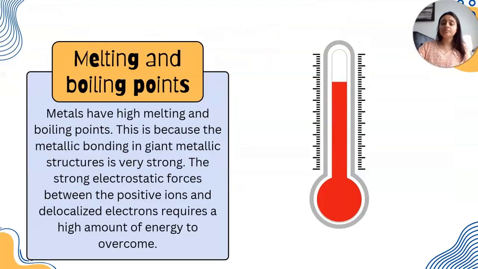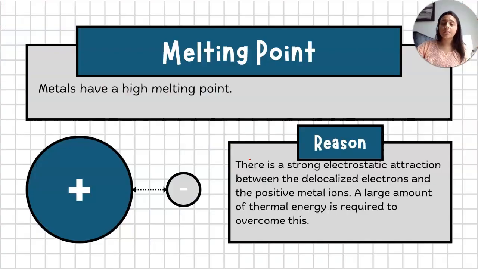All right. Now, what are the melting and boiling points? Melting and boiling points of metals are always high because, due to the presence of delocalized electrons, the electrostatic force of attraction is stronger in them, and we need higher thermal energy in order to break this electrostatic force of attraction. That is why the melting and boiling points of metals are high. Okay.